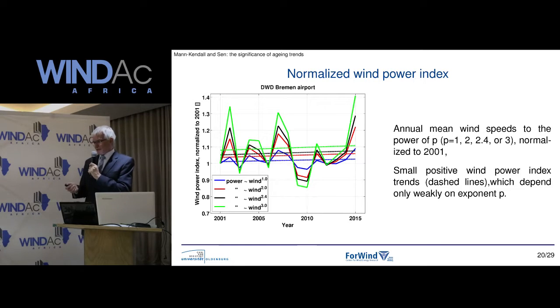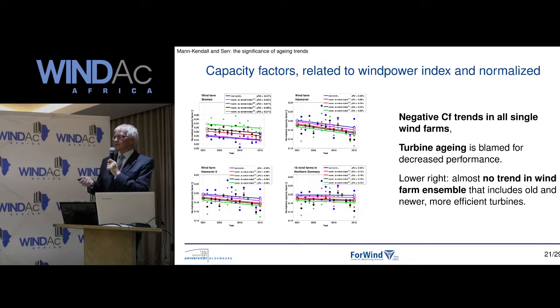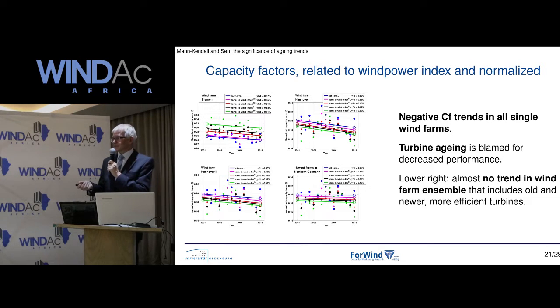Now I show the pictures of the capacity factors for 3 single wind farms. This one here in Bremen, this is in Hanover, and this is also close to Hanover. What we immediately see is that in all single wind farms we have negative capacity factor trends. You see this here, and also here. Only when we look into the data of all 18 wind farms at once, this picture here, the trend is almost gone.